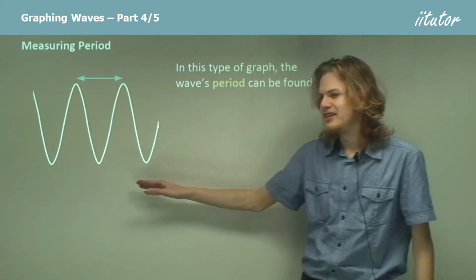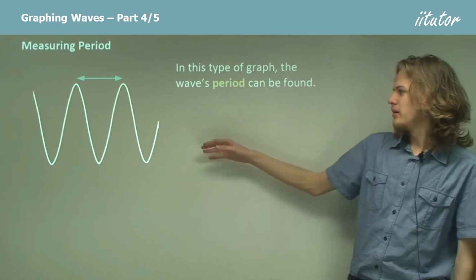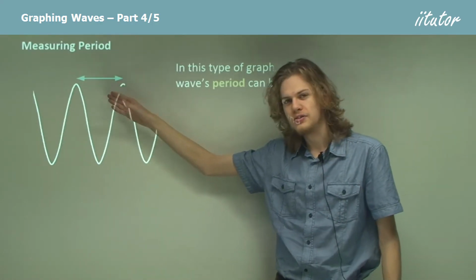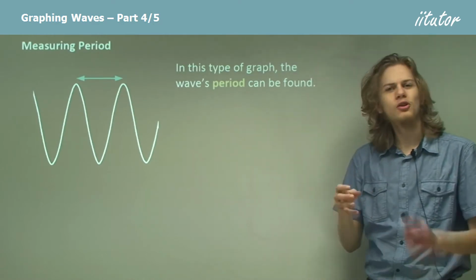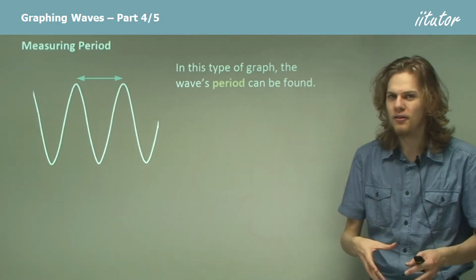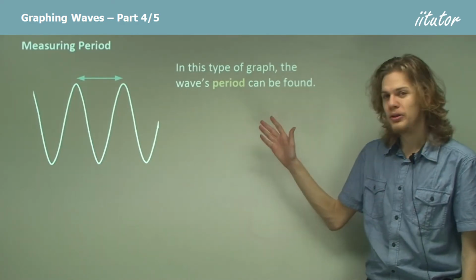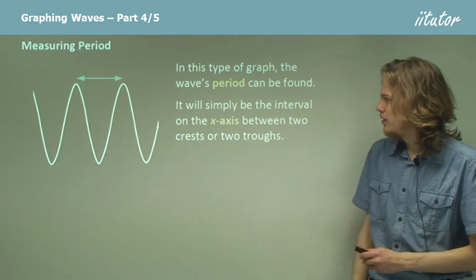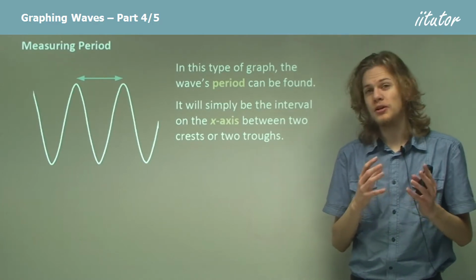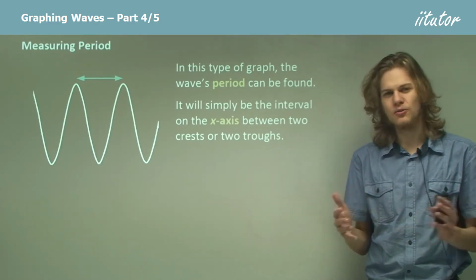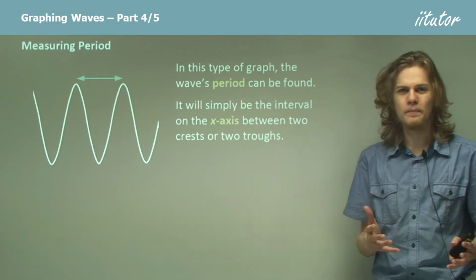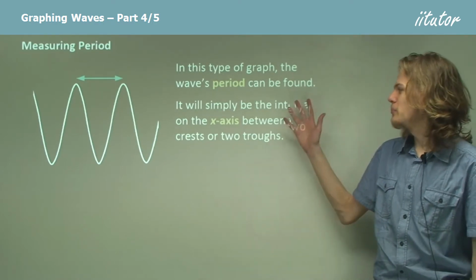Because the x-axis is time, the distance between two crests will be the time that it takes for a single particle to move all the way down and then all the way back. And that's our definition of period. So because the x-axis is used to measure time, we can measure a distance on the x-axis to figure out a time in seconds, which will be the period of the wave.